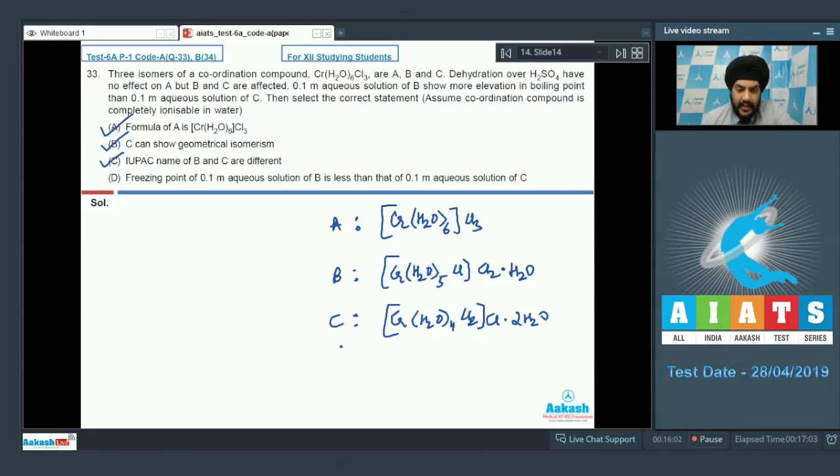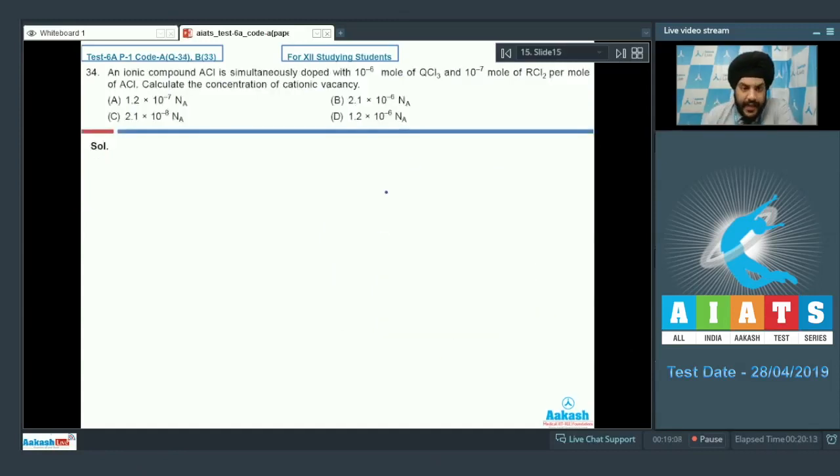And if we talk about the D statement now, freezing point of 0.1 molar aqueous solution of B is less than 0.1 molar aqueous solution of C. So this statement is also correct, students, as we had seen that B produces more number of ions. So the solution of B is going to have a greater depression in freezing point, and as such the freezing point is going to be lower. So students, all four of these statements are correct for this question, and we have to mark all of these as the correct answer to question number 33. Let us look at the next question now. Let us look at question number 34 now.